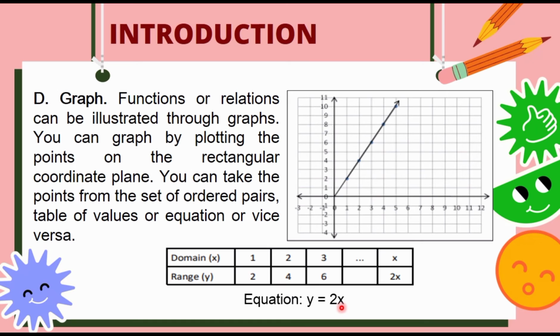So therefore, our equation will be y is equal to 2x. So try nga natin i-substitute. Y is equal to, anong value ng x? 1. 2 times 1, 2. 2 times 2, 4. 2 times 3, 6. So therefore, that will be our equation. So ganun lang kadaling kumuha ng equation by assessing our table of values. Pwede rin naman tayo mag-assess ng ordered pairs. Diba pag ordered pairs, naka-open and close parenthesis, ganun din ang ating pag-assess. Kung graph, ganun din ang pag-assess natin.